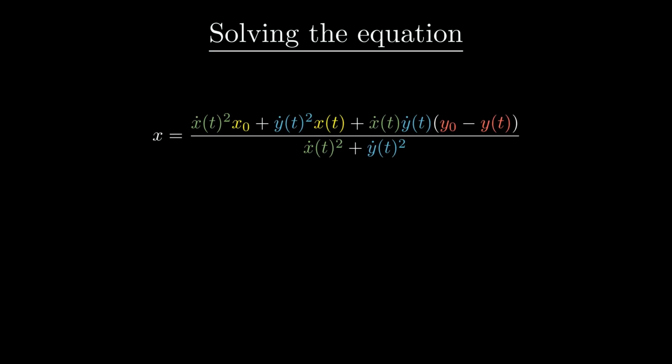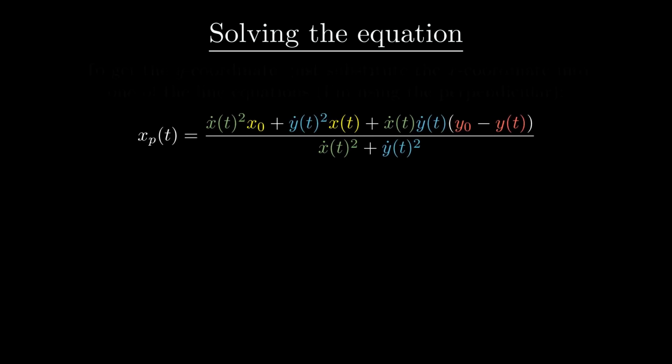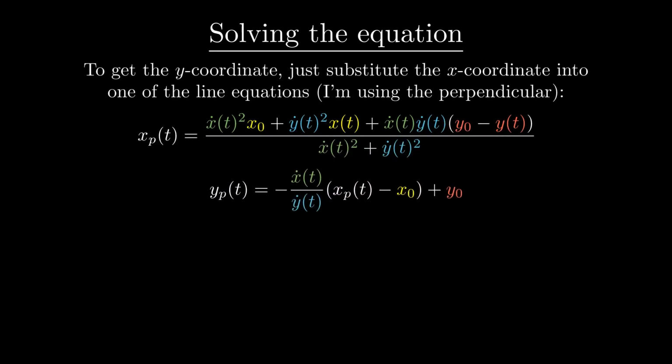I'm going to call the x-coordinate that we just found x sub p of t, expressing it as a function of the parameter t. The y-coordinate, y sub p of t, of the intersection point is the result of plugging the x-coordinate of the intersection point, which we just derived, into one of the line equations. As you can see, I used the line through the pedal point. And with that, we found a pair of functions that parameterize the pedal curve, so we're done.